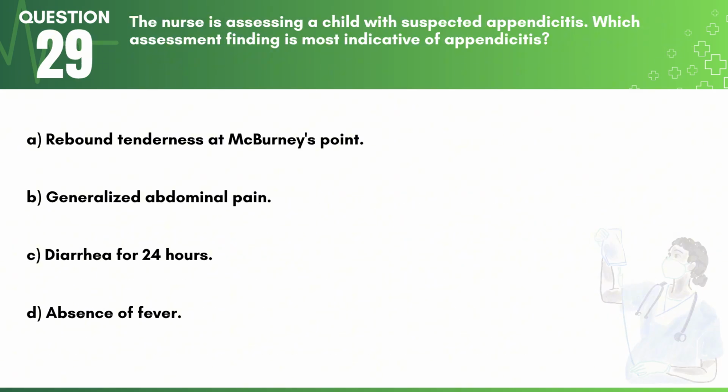Question 29. The nurse is assessing a child with suspected appendicitis. Which assessment finding is most indicative of appendicitis? A. Rebound tenderness at McBurney's point. B. Generalized abdominal pain. C. Diarrhea for 24 hours. D. Absence of fever.